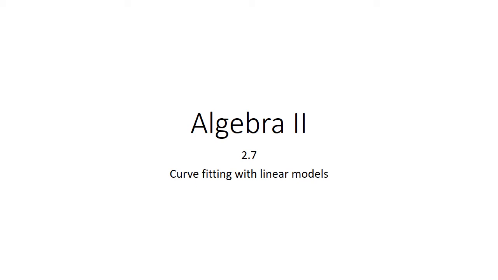Right, this is video 2.7 for Algebra 2. Today we're going to be talking about linear regression, which is just when you have a linear model that doesn't make a perfect straight line. It is a best fit line that will describe the data that you have.